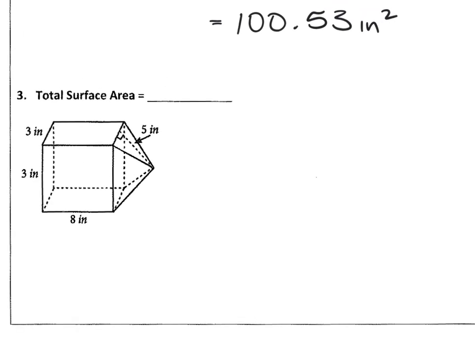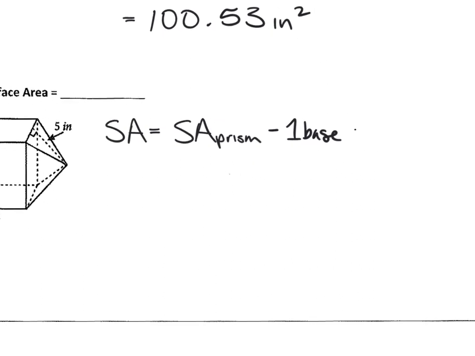So if we look at this, to find the total surface area, we're going to find the surface area of the prism, except do we want both bases? We only want one of the bases because the other base is covered by the pyramid. So I'm going to literally write minus one base. This will just help me out later. So I'm going to do the surface area of the prism minus one base. And then I'm going to add what? What other surface area do I need to find here?